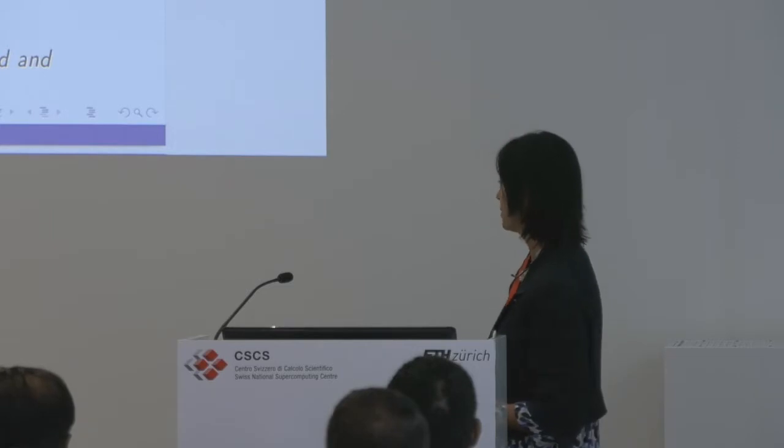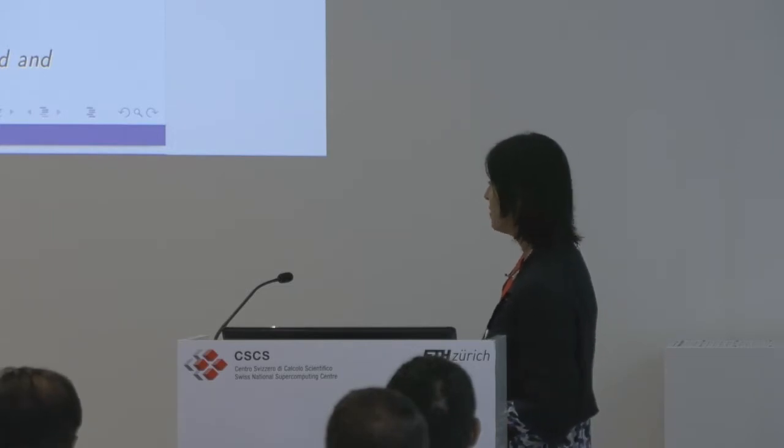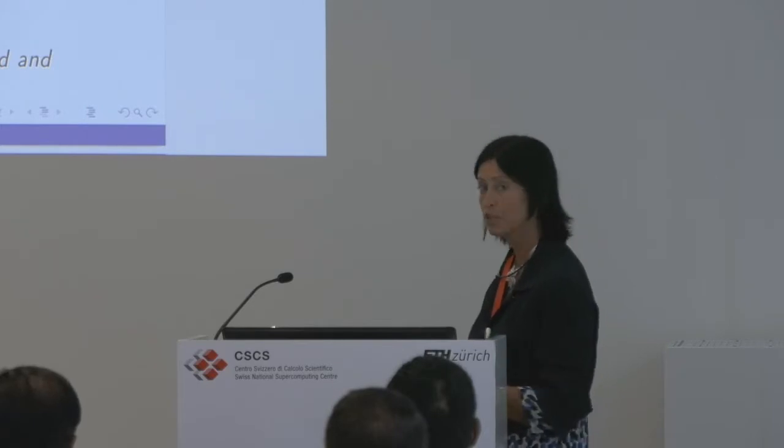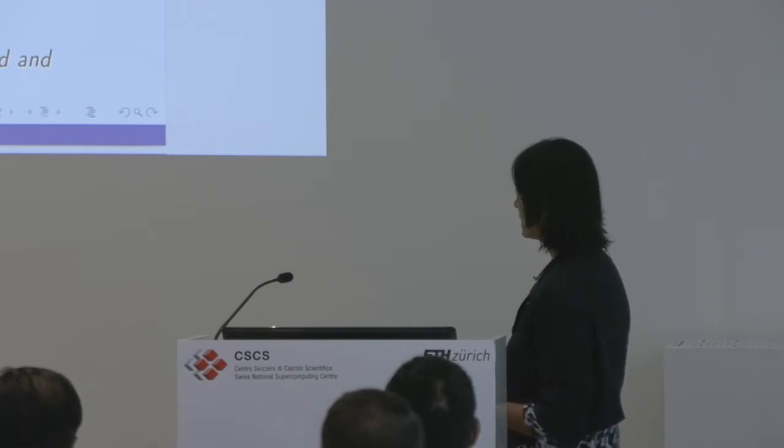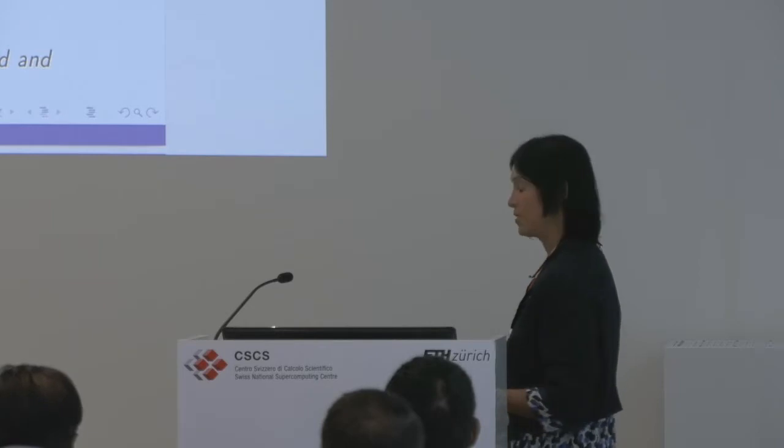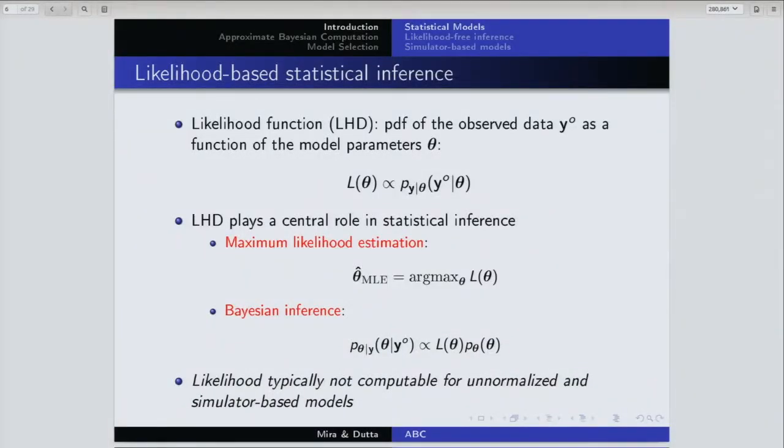And since the posterior distribution is the product of the prior times the likelihood, if the likelihood is not available, the posterior distribution is also not available, and we are stuck. So likelihood-based inference, either maximum likelihood or Bayesian inference, is based on the likelihood. And for simulator-based models, this likelihood is not available. We cannot write it down, we cannot evaluate it at any given point, and therefore we cannot maximize it, or we cannot compute the posterior distribution. So the traditional way of doing statistical inference is not available if the likelihood is not available.